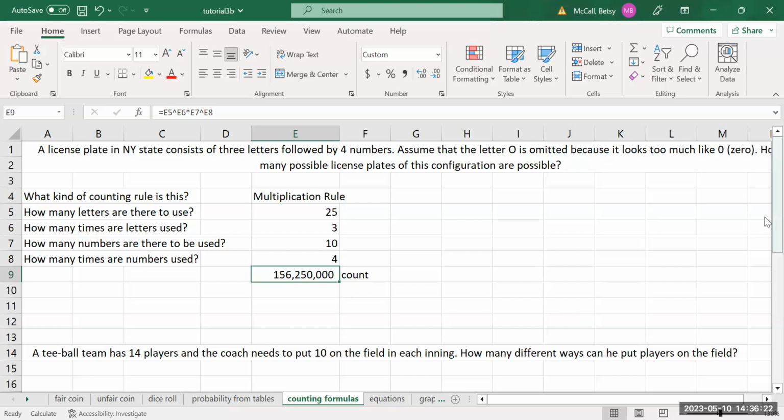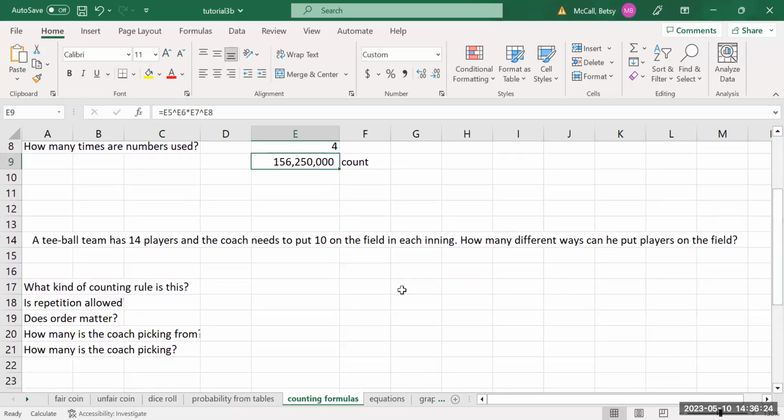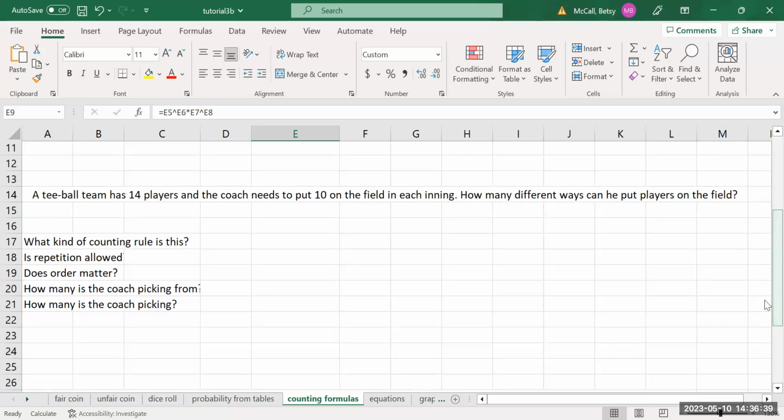All right, let's look at our next rule. A T-ball team has 14 players, and the coach needs to put 10 players on the field in each inning. How many different ways can he put players on the field? So we want to know what kind of counting rule this is. So we want to think about how this actually works.